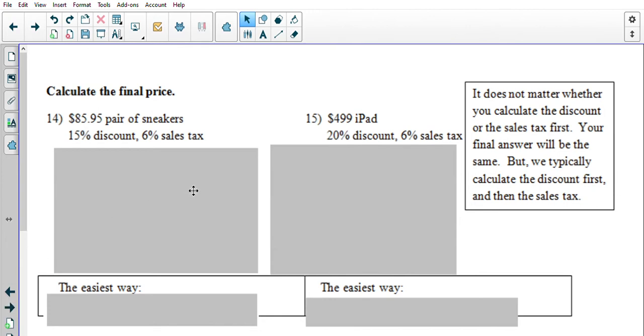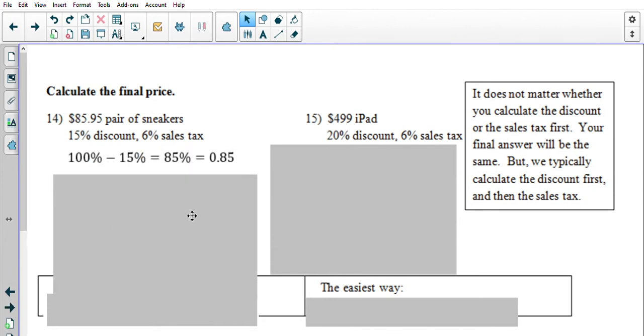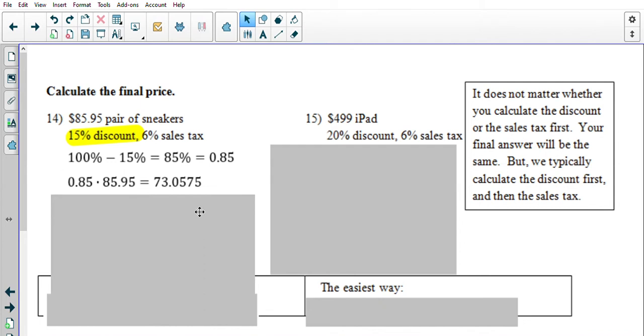So for this, I'm going to do 100% minus 15% for the discount. So I'm going to treat the discount first. That's 85% or 0.85. So take 0.85 times $85.95 and we get 73.0575. Now I'm not going to round it because it's not my final solution. Now, all of this stuff right here was for discount. Let's talk about sales tax.